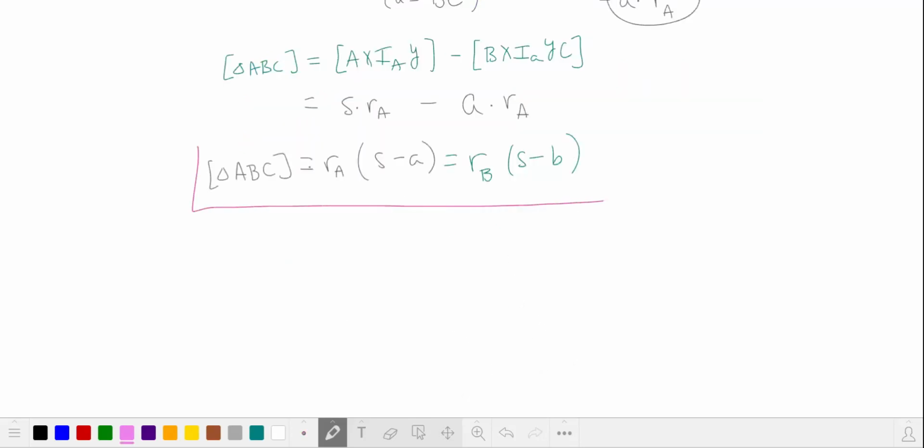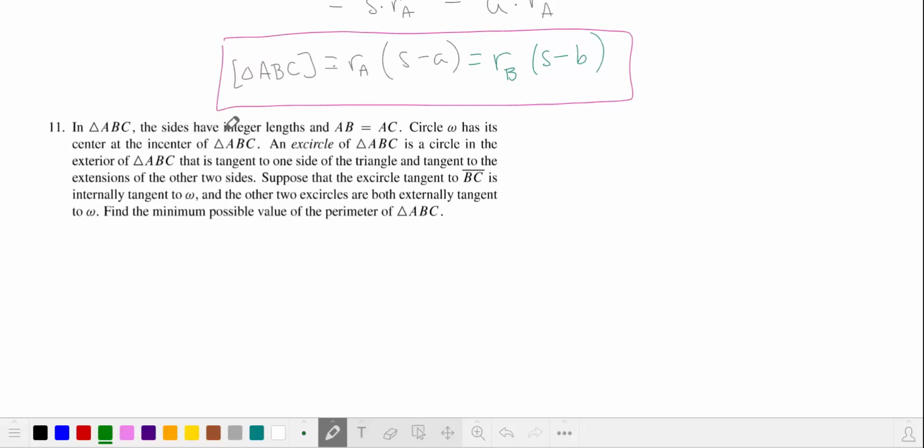Let's return to problem 11. We're given information about the incircle of our triangle, so let's let R be the inradius of triangle ABC. And we'll let RA and RB be the radii of the excircles I'm calling A and B.